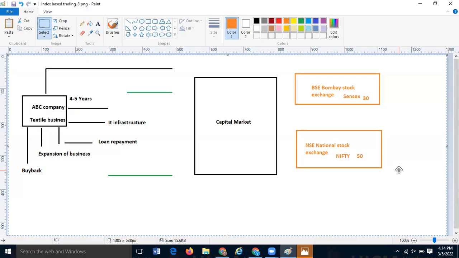I'll just check. Okay, so ABC company will go and become a member. When they become a member, there will be a green light for them: now you can raise money. This is where their journey will start.